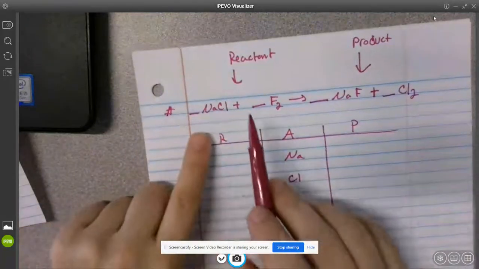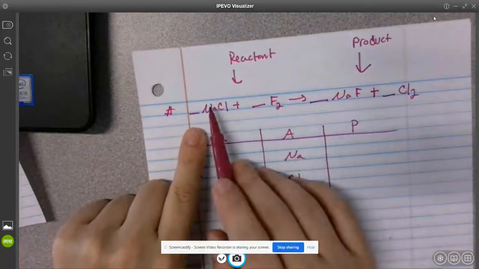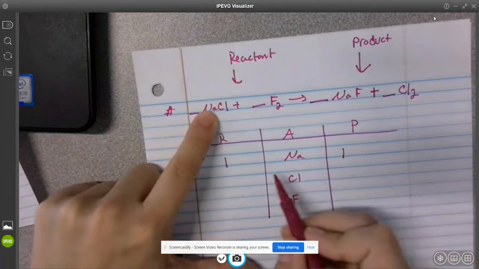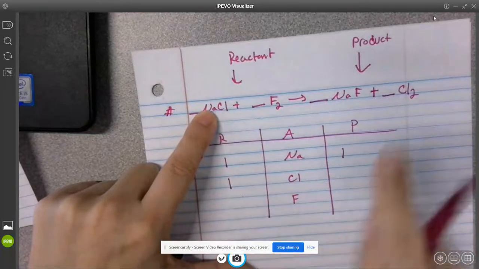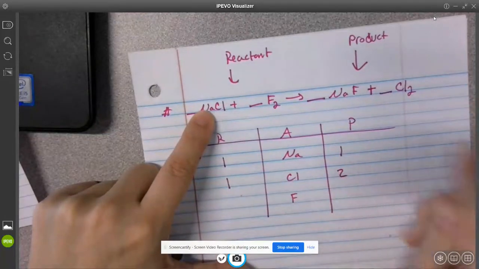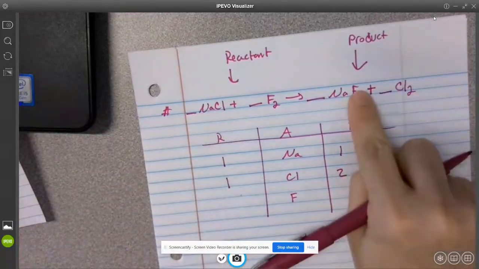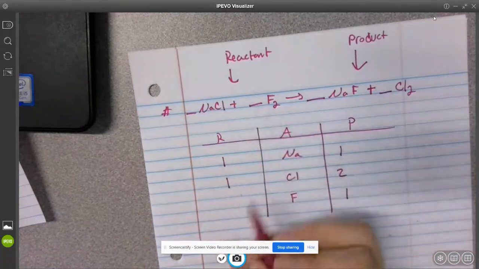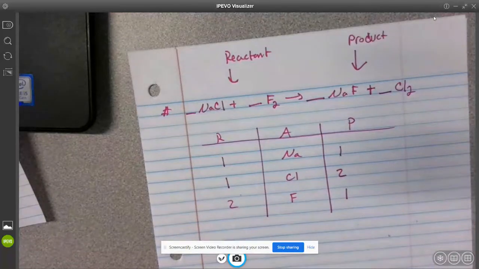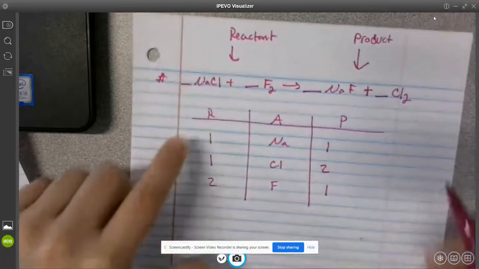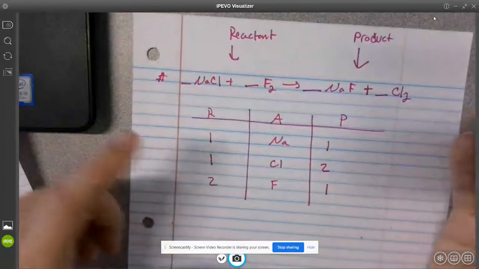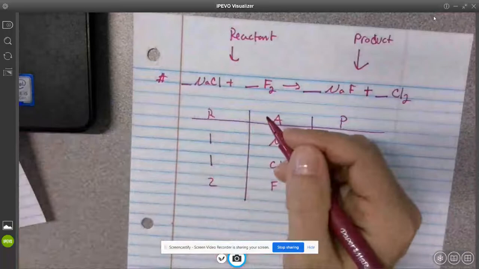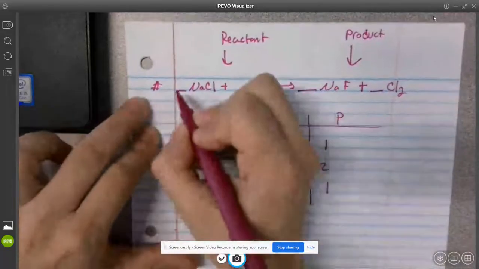And again, this is kind of looking on both sides. I have 1 sodium on both sides. Reactant side, I have 1 chlorine. Product side, I have 2. Fluorine is next. I have 1 fluorine on my product side and 2 on my reactant side. And I can look. Sodium looks good at first glance. Chlorine, I know that this side needs to have 2, so I'm going to increase my number of molecules.